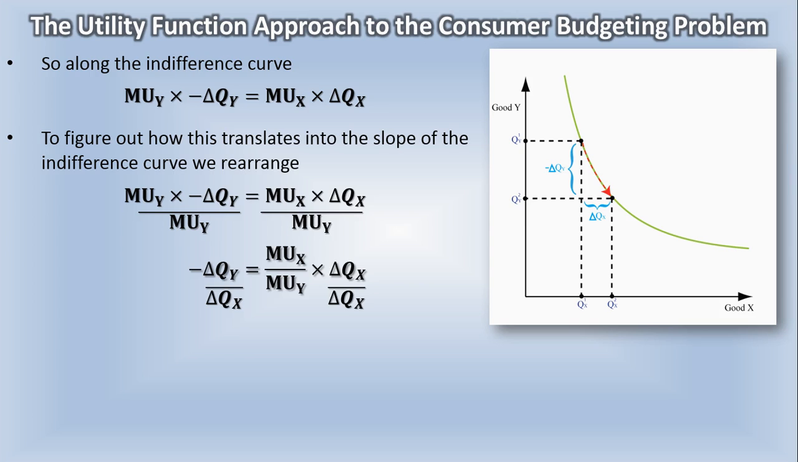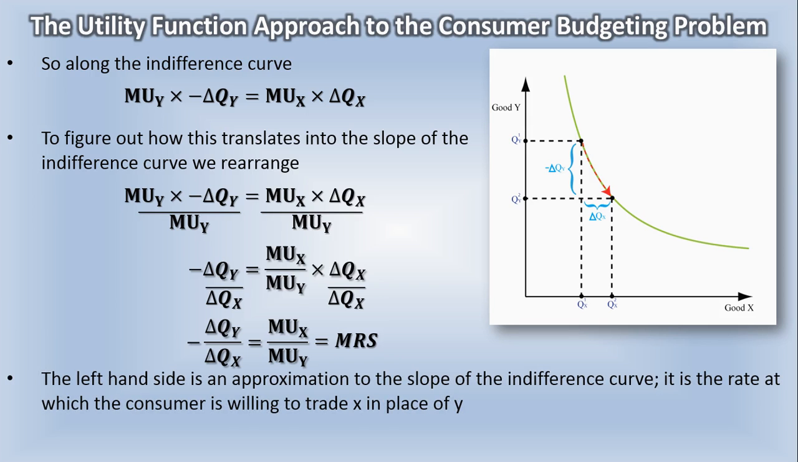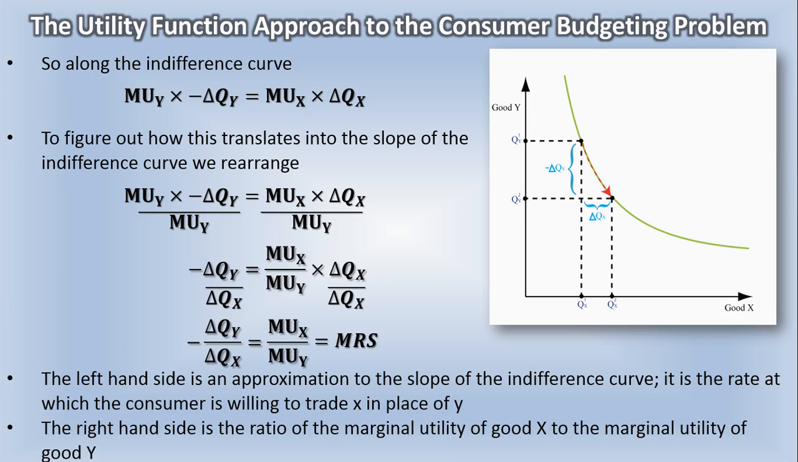And what that tells us is that the marginal rate of substitution of an indifference curve, the slope of the indifference curve, can be represented as the ratio of the marginal utility of the good on the x-axis to the marginal utility of the good on the y-axis. Which is our marginal rate of substitution. All right, so the left-hand side is an approximation to the slope of the indifference curve. It's the rate at which the consumer is willing to trade x in terms of y. The right-hand side is the ratio of the marginal utility of good x to the marginal utility of good y.